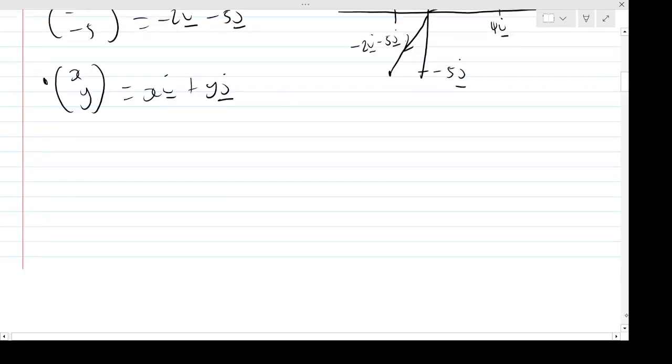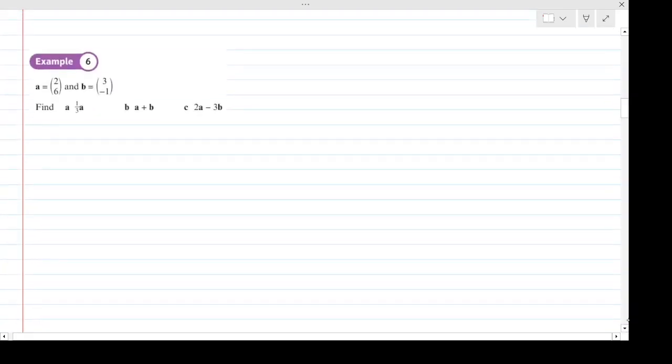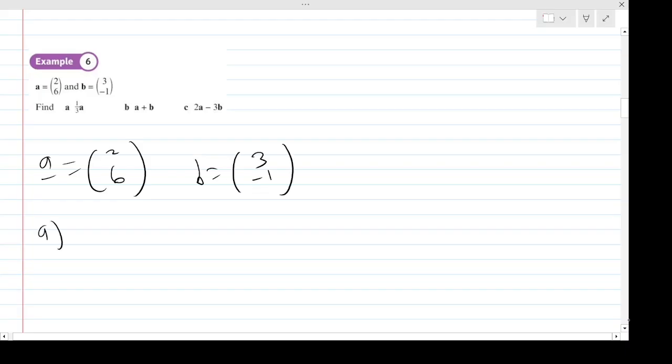So we're going to look at some examples then. Let's have a look at this example. We have A, which is (2, 6) as a column, and B, which is (3, -1). They're firstly asking us to find a third of A. Now, this works exactly the same way as from GCSE when you're multiplying or adding vectors with numbers.